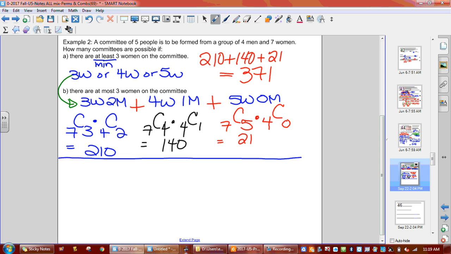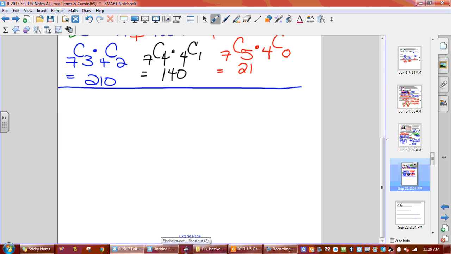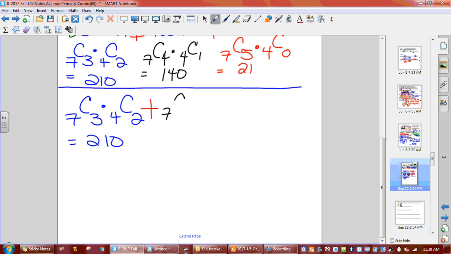So at most 3 women, so that means maximum 3. So 7, choose 3 women, 4, choose 2 men. That's going to give us the same answer here, 210. Plus, this time now, 7, choose 2 women, times 4, choose 3 men. And that's going to give us 84.